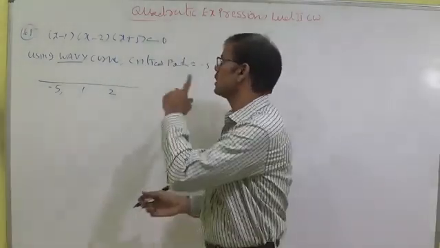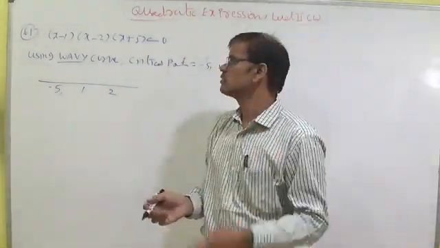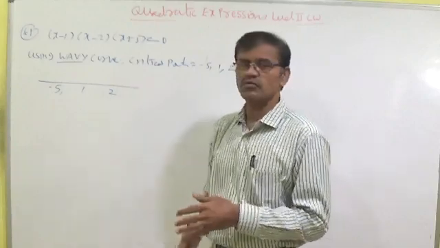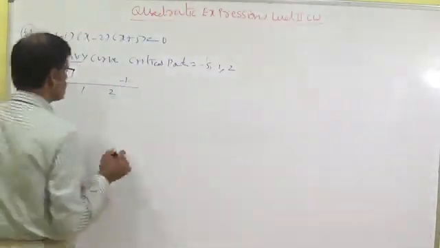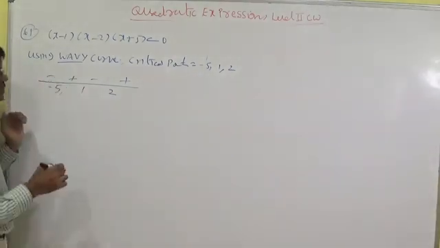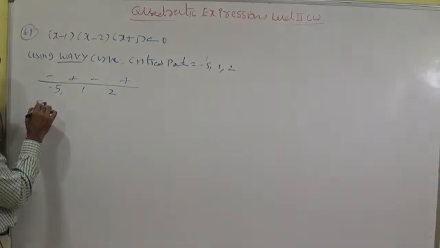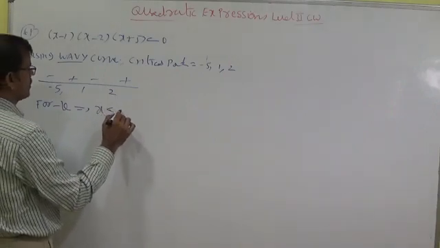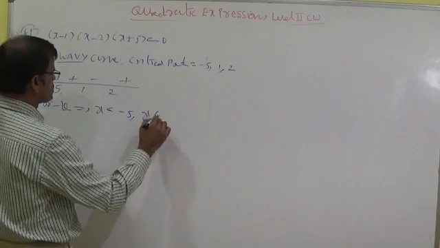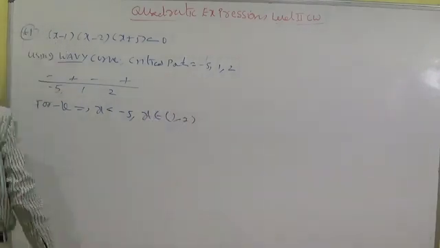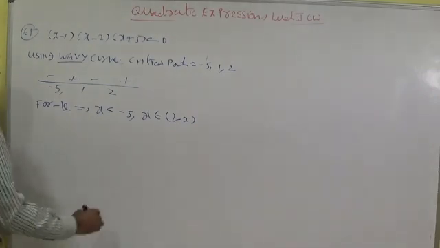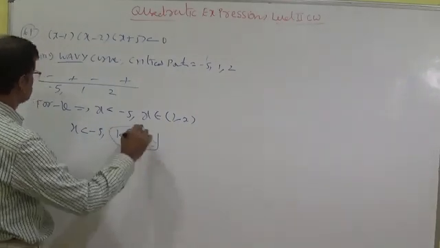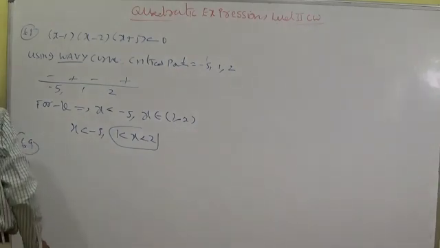Take a number more than 2, so put 3. 3 minus 1 becomes 2 and 3 minus 2 becomes 1. 2 into 1 is positive, and 3 plus 5 is of course positive, so it becomes positive, and positive and negative will oscillate. Now we need negative. For negative, x is less than minus 5, and x belongs to 1 comma 2. That's all. It is given as x less than minus 5, 1 less than x less than 2. Now, the 69th question.